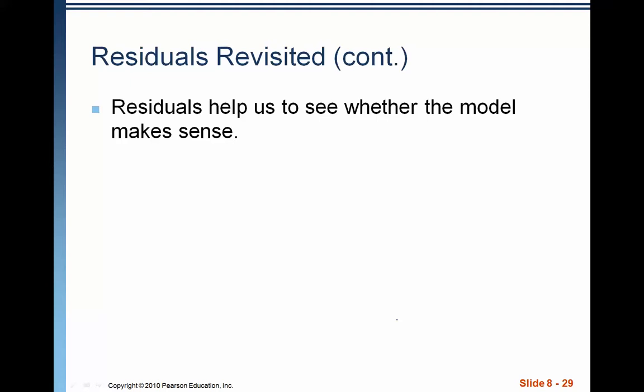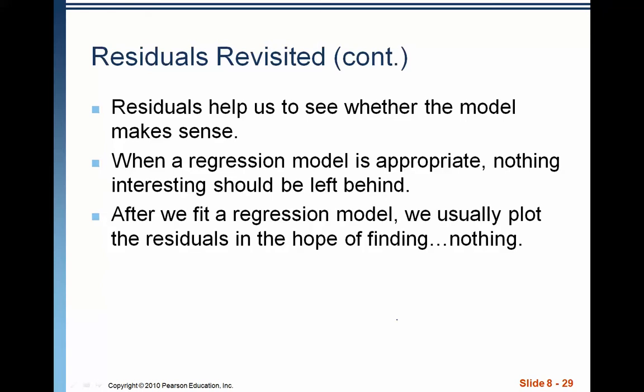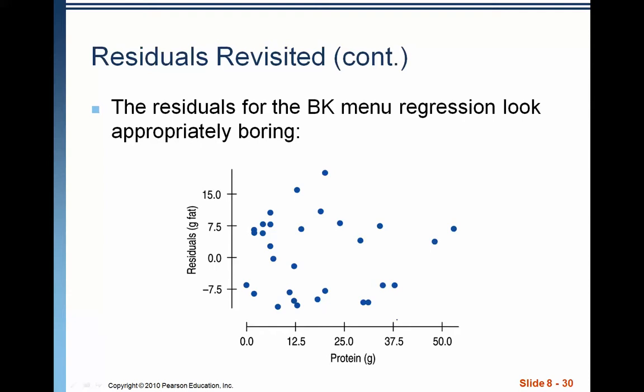The residuals help us to see whether or not the model is good, right? When a regression model is appropriate, we should find nothing left behind by the residuals. We make a residual plot like we did in the previous video, and we hope to find nothing when we do that. We want to find a boring scattered graph. So here in our BK example, this is the residuals with our x and then the residuals on the y. Notice that it's very boring, right? It is scattered, no patterns. That's exactly what we want when we're looking at residuals.